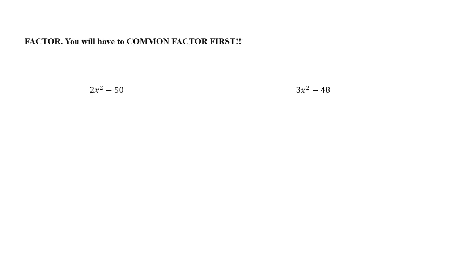Now, in these examples, looking at 2x squared, there is not a square root for 2x squared, not an even one at least. And there's not a square root of 50. However, if we simplify it by using a common factor first, we will be able to use the difference of squares. So the greatest common factor between 2x squared and 50 happens to be 2.